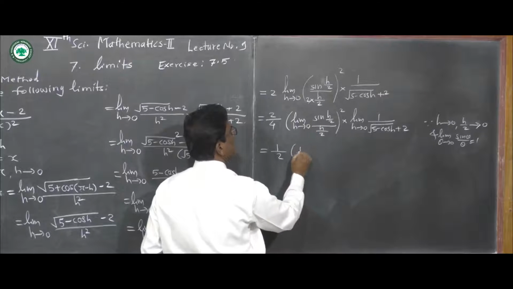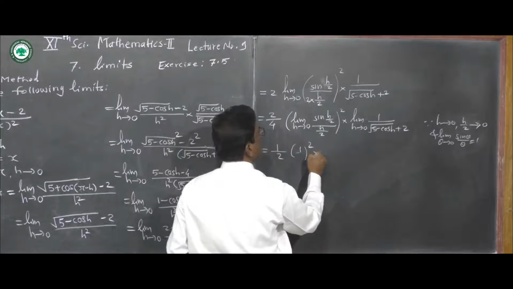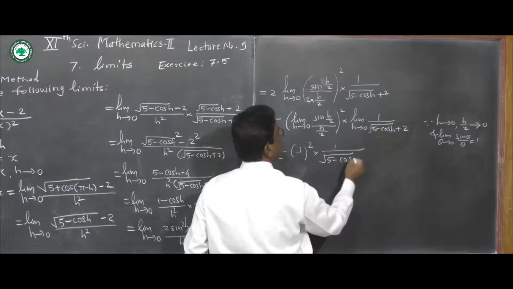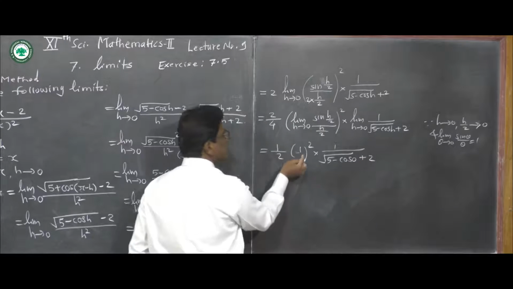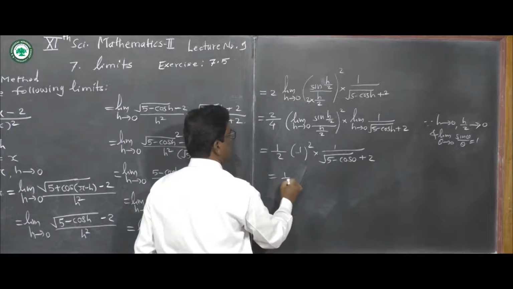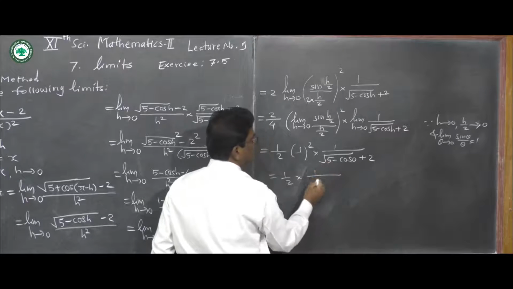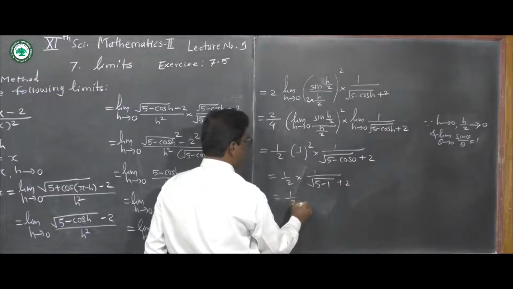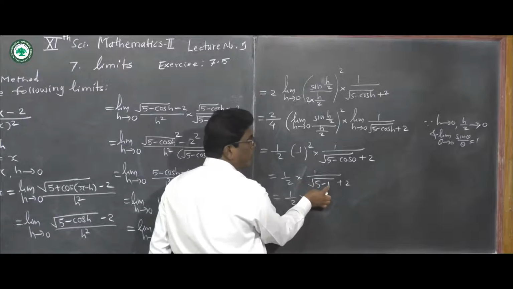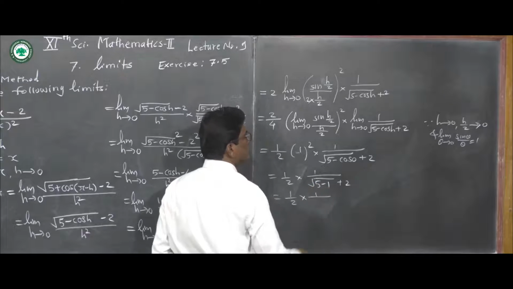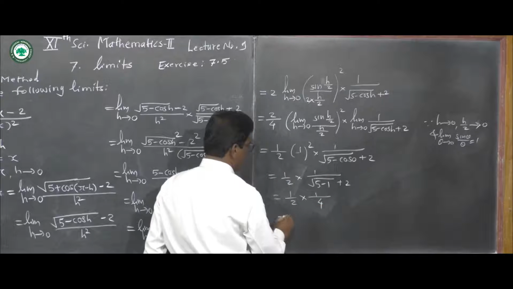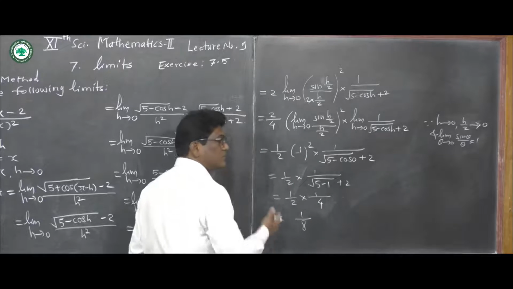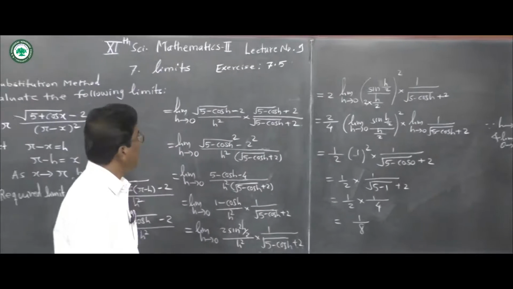The value of this is 1, and bracket square, into 1 upon under root of 5 minus cos of, here put h as 0, so cos of 0, and plus 2. This 1 square is 1, 1 into 1/2, that is equal to 1/2 into 1 upon under root of 5 minus cos of 0, which is 1, plus 2. So it is equal to 1 upon 2 into 1 upon under root of 5 minus 1, that is root of 4. Root of 4 is 2, and 2 plus 2 is 4. So it is equal to 1 in the numerator, and 2 fours are 8. So 1 upon 8. So the solution is 1 upon 8 for this problem.